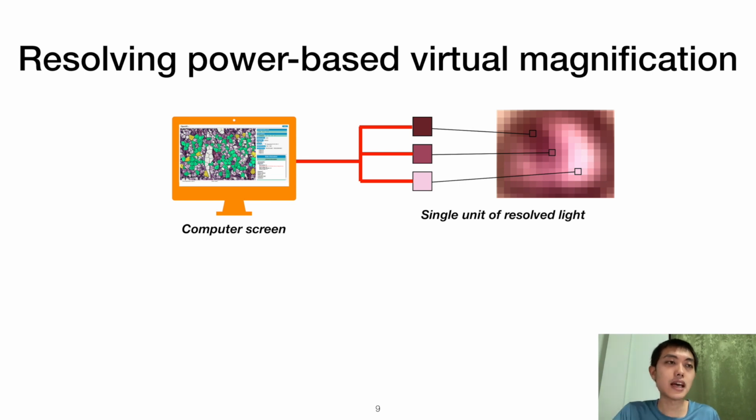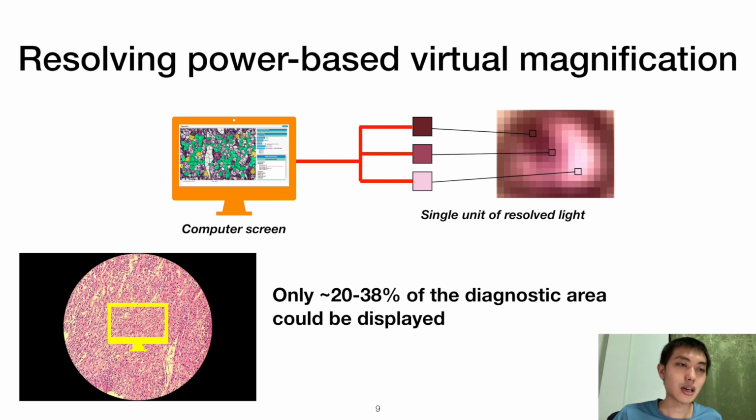We don't only care about the scale, we care about the resolving power and the single unit of the pixel which is on the screen. With this method, we have found out that only 20 to 40% of the diagnostic area viewed on the screen is from the optical image.